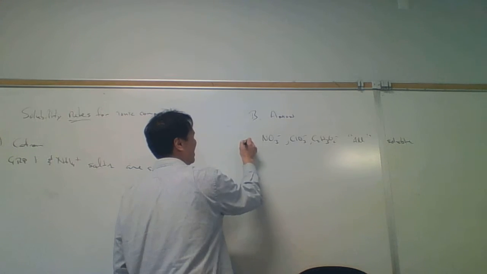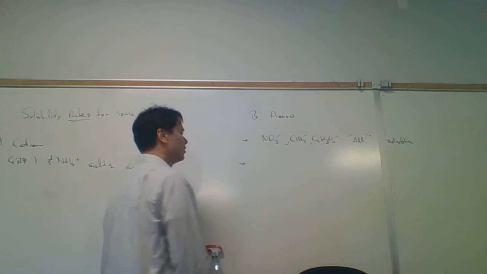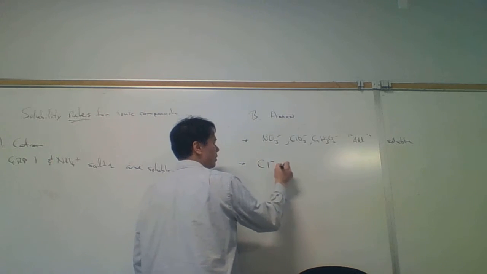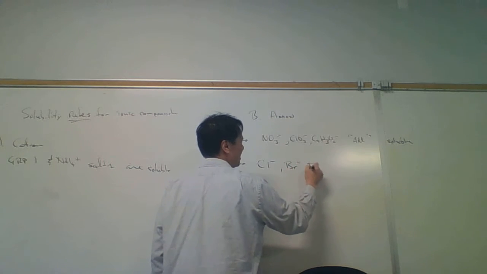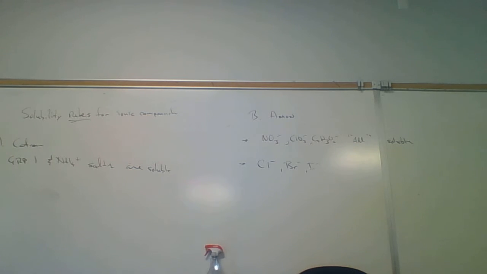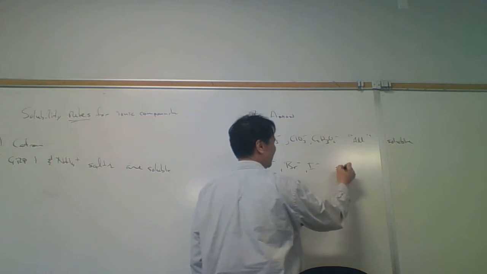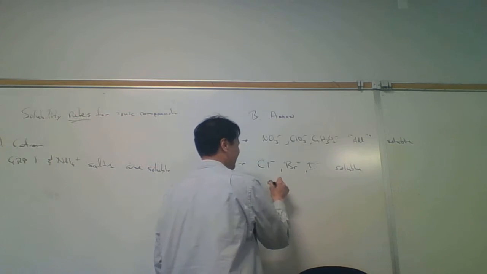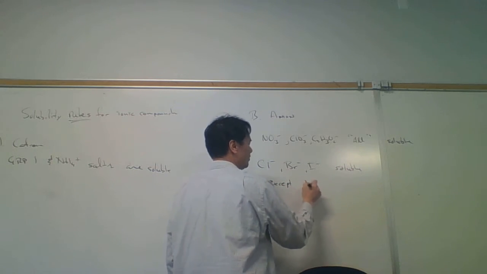Okay, the next anions we look at are the chlorides, bromides, and iodides. What's missing here? The fluorides. There are too many exceptions for fluorides. The best thing to do for fluorides is just look it up, because otherwise it's too many to memorize. These are soluble, except when paired with silver ions.